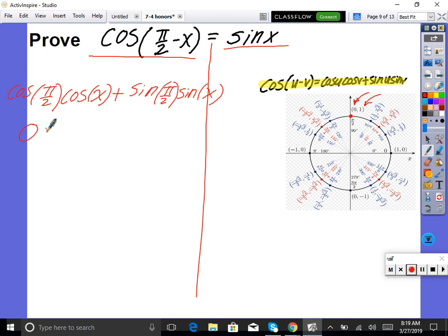Yes, true. But because of the word "prove," we have to use math. We're showing where the cofunction identity comes from technically. It wants us to show the math. Good question though, because this is a cofunction identity. That's a good point to make. So we're just showing the math behind why.